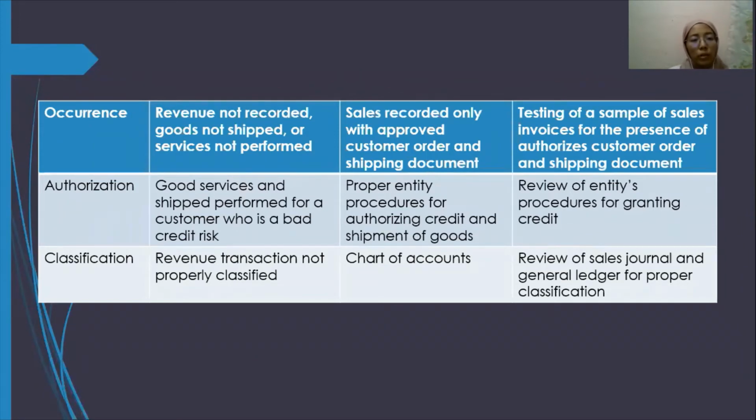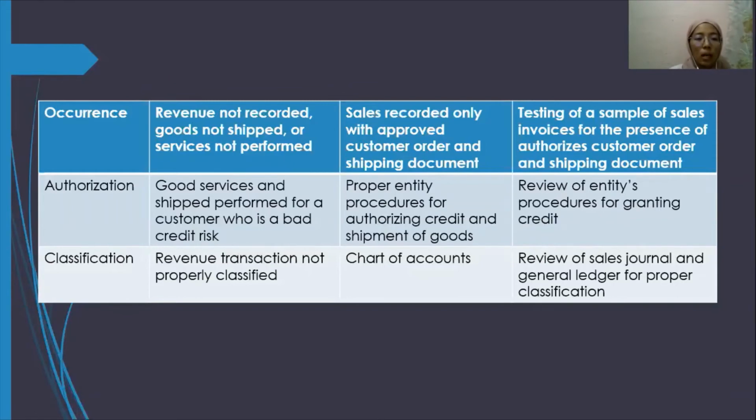Next is occurrence. Occurrence is to ensure that revenue that has been recorded has occurred during that year. A possible misstatement that might occur is revenue recorded for goods not shipped and services not rendered. An example of the control activity is sales recorded only with an approved customer order and shipping document, and the relevant audit procedure that can be implemented is testing of a sample of sales invoices for the presence of an authorized customer order and shipping document.